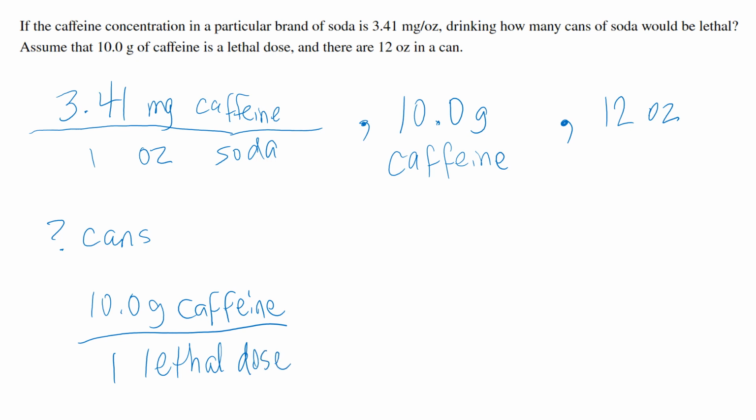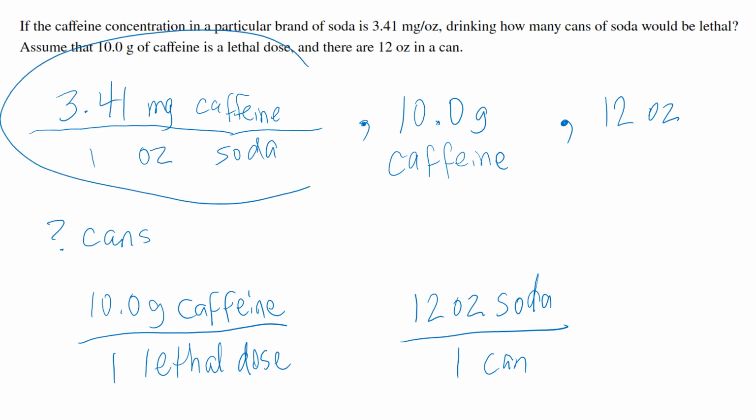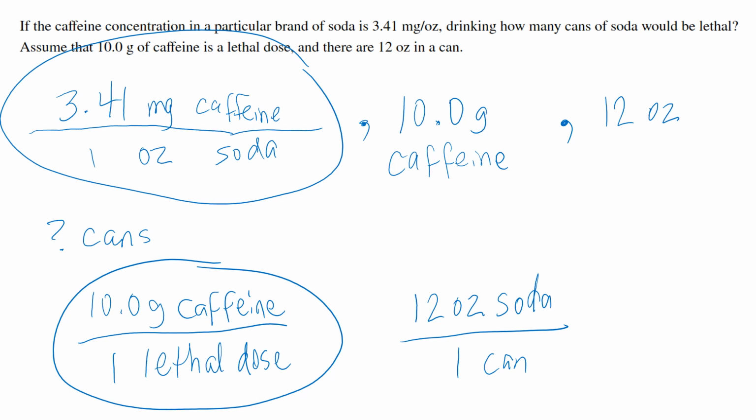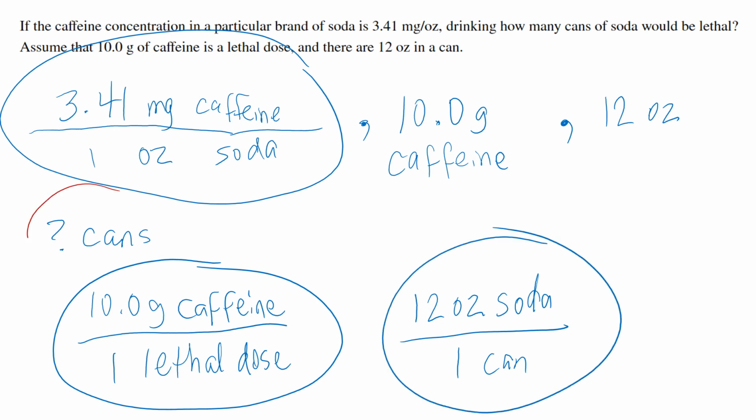Same thing with the 12 ounces. We were told that there are 12 ounces of soda for every 1 can of soda. And so we have these 3 pieces of information. We're trying to figure out how many cans.